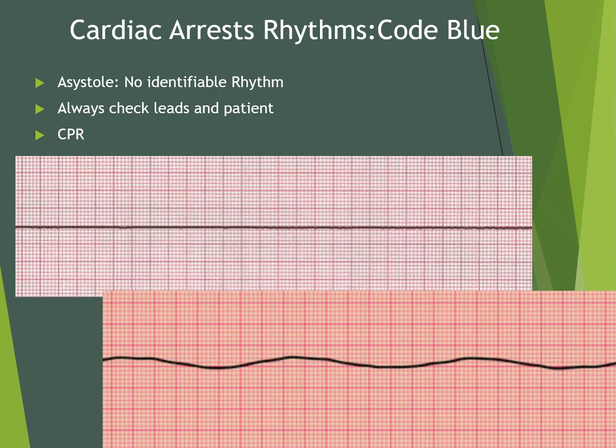Asystole occurs when there is no identifiable rhythm. We want to ensure that we check the leads, as if a lead is pulled off, it can present like this flat line, and we would want to check our patient. The treatment for asystole is CPR, and then to continue following ACLS guidelines.